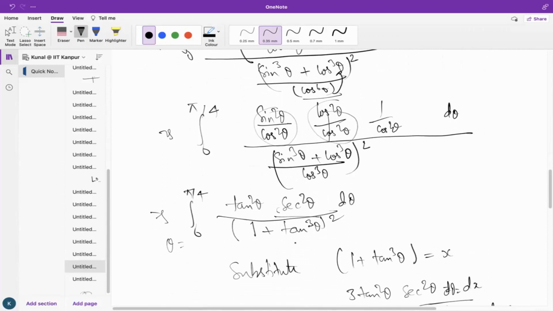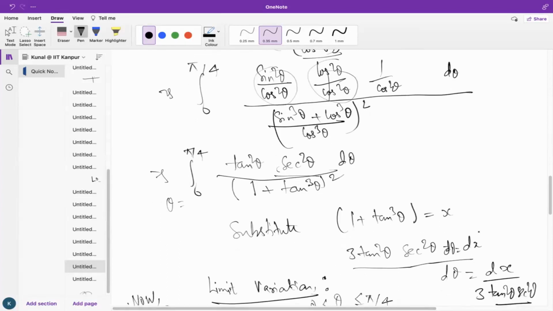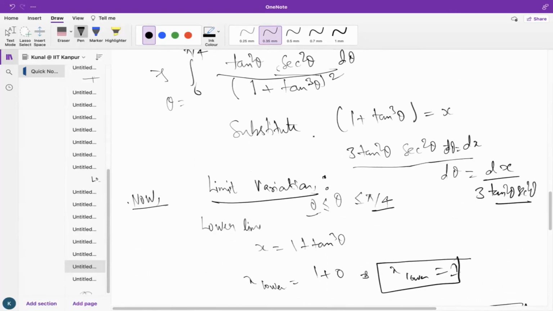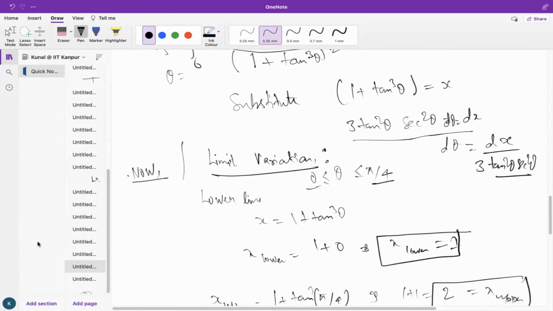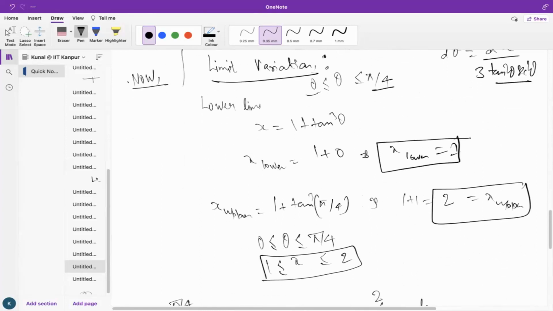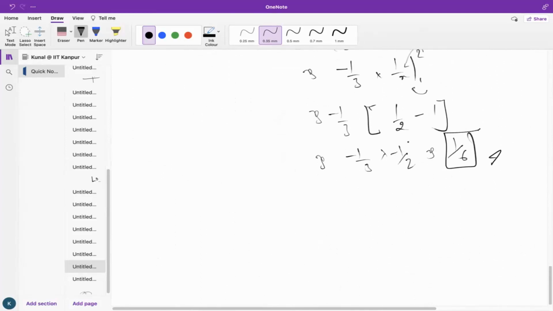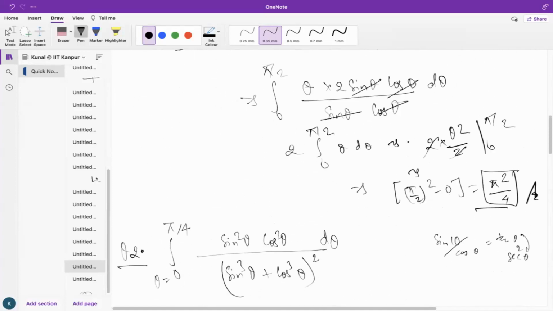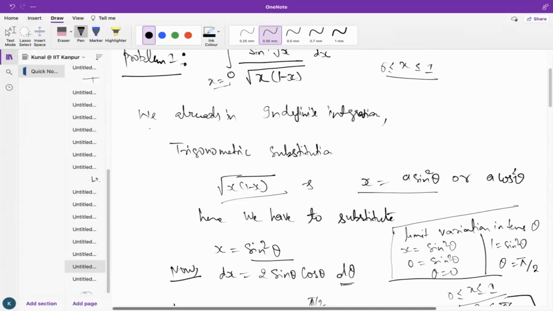Now I use the technique of substitution, which we already read in the indefinite part. We use that by substituting x, and then the most important thing is the limit variation. First we were integrating in terms of theta, now I'm integrating in terms of x. So when theta varies from 0 to pi by 4, how does our x vary? This thing is to be noticed in a very careful manner. Otherwise, a single mistake leads to a very big difference in your answer. So you have to be aware of that. I hope you all understand this.